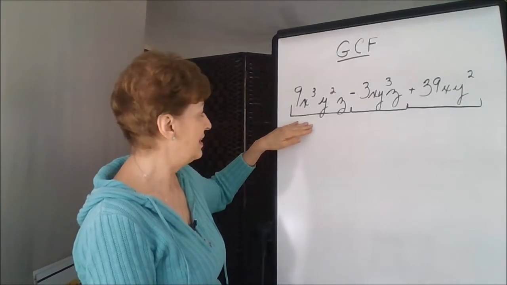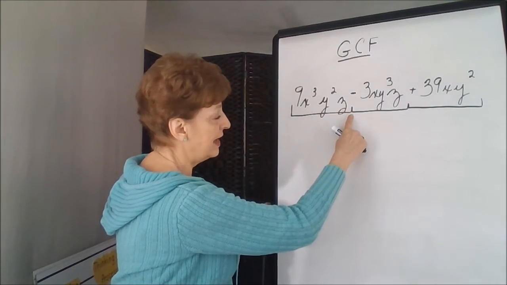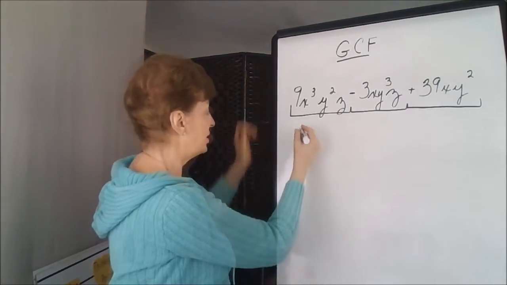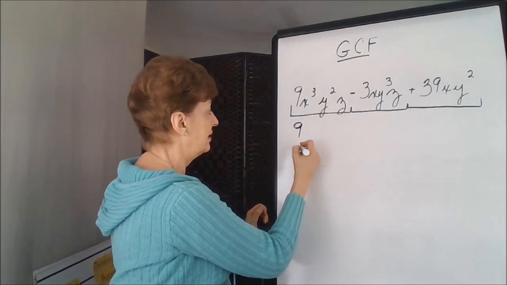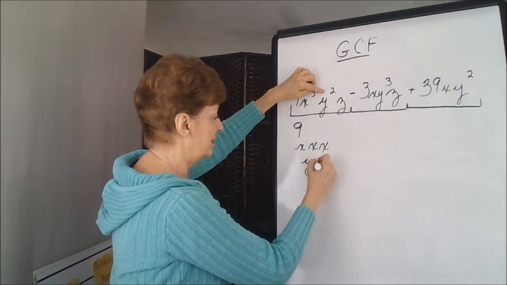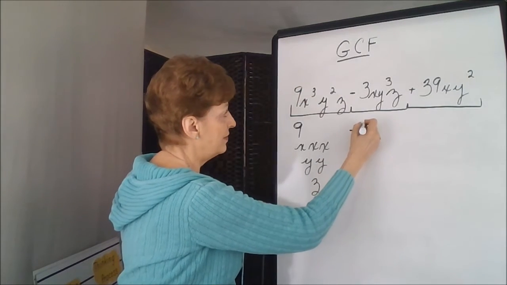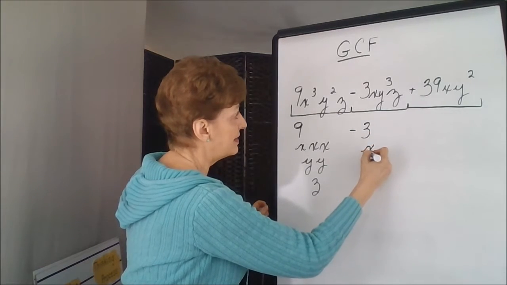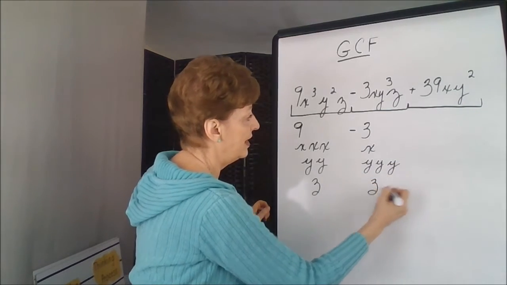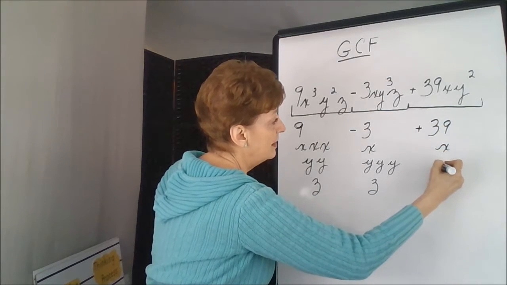Here's our next one. They're getting more and more complicated. I've already marked the terms in here. One term goes to the negative sign, the next, and the last. So we have 3 terms. In this position, we have a 9, 3 x's, 2 y's, and a z. In this position, we have a negative 3, 1x, 3 y's, and a z. And in the last position, we have 39, 1x, and 2 y's.